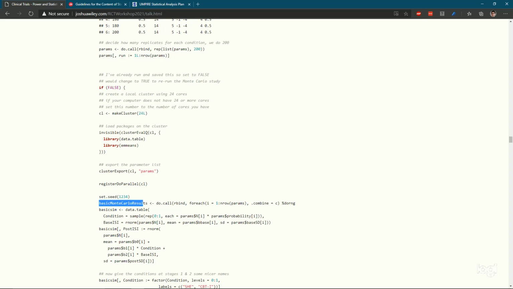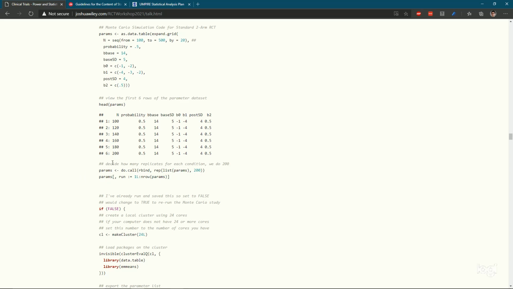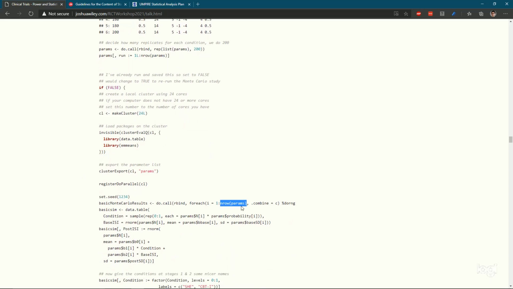And then I'm going to store all of the results in this object, basic Monte Carlo results. I'm going to combine them all together by rbind. I'm going to use foreach, which is basically a for loop. It's going to say, go have the computer do it for i equals 1, then i equals 2, then 3, then 4, then 5, then 6, all the way up to the number of rows in my big parameters data set. That's 25,200. And combine those all together.